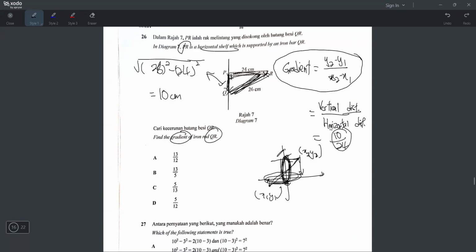That's the gradient. If you look at the answers, there is no such answer here, because you can simplify. Divide by 2: 5, divide by 2: 12. So the answer is 5 over 12. So D is your answer. Also, it will be a positive gradient because the line is going up. If the line is like this, the gradient will always be positive. But if the line is going down, then it will be negative. Hope you understand.